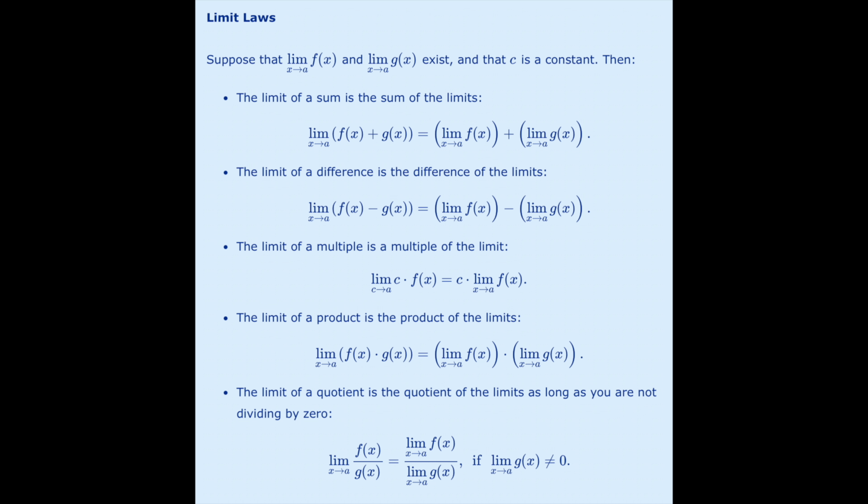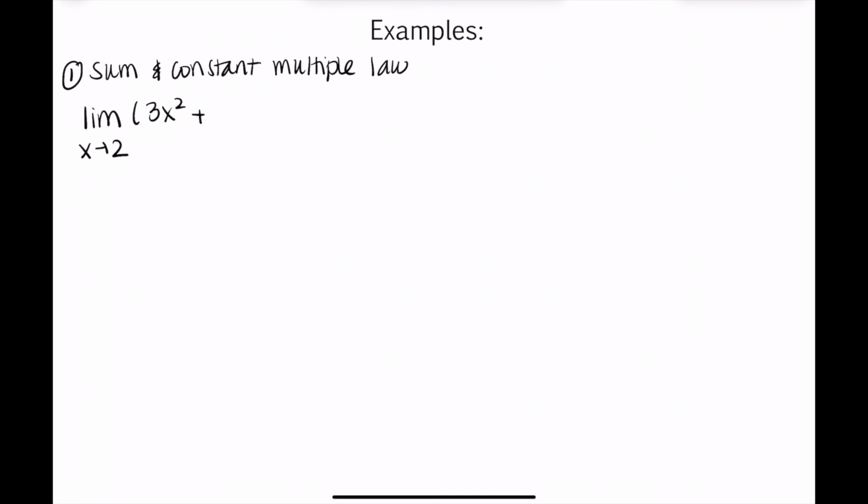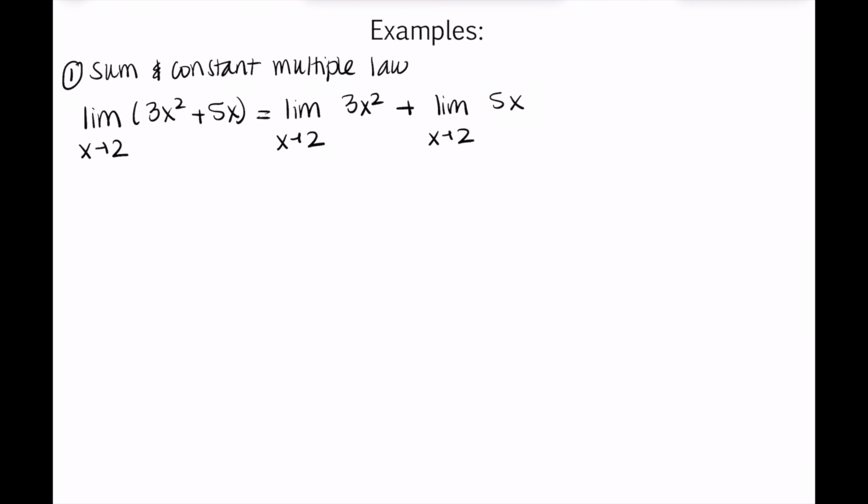And we'll go through here now and do a few examples so we can see how to apply these limit laws. First off, for our example, let's do the sum and constant multiple law. Our limit here that we will be analyzing is the limit as x approaches 2 of 3x squared plus 5x. So we know that the limit of a sum is the sum of the limits, so we'll go ahead and separate these. We would have the limit as x approaches 2 of 3x squared plus the limit as x approaches 2 of 5x.